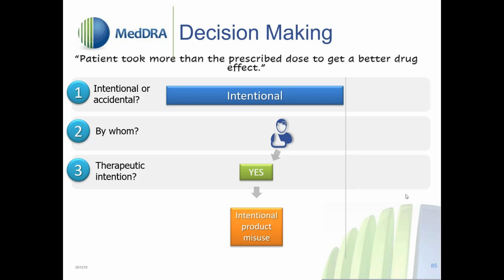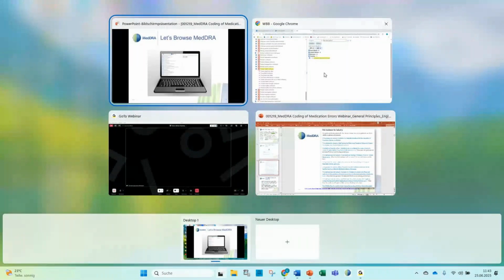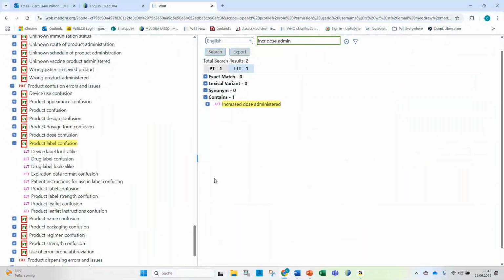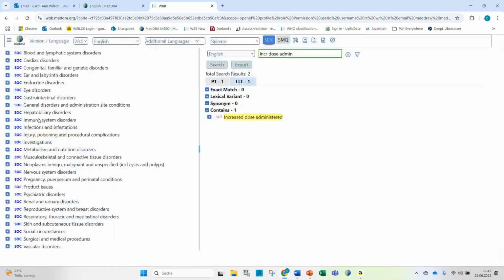Here we are. So this is the classification. And now we will have to look for the appropriate misuse term that we can find in MedDRA in order to capture the full information of what has been reported here. So let me first collapse all, because otherwise it gets too busy here.